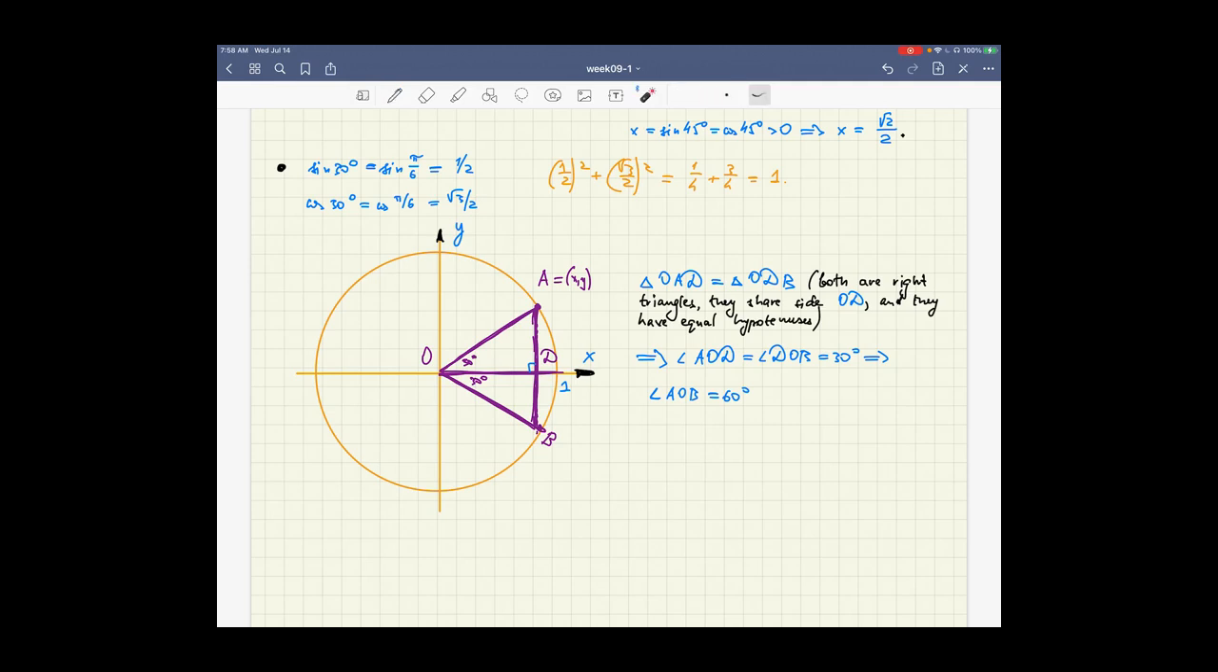But what about these two angles? They're also 60 degrees. That is because in this triangle, this angle is 90 degrees, this angle is 30 degrees, the three angles must add up to 180 degrees, so this one is therefore 60 degrees. OAD and OBD, these two, are both 60 degrees.